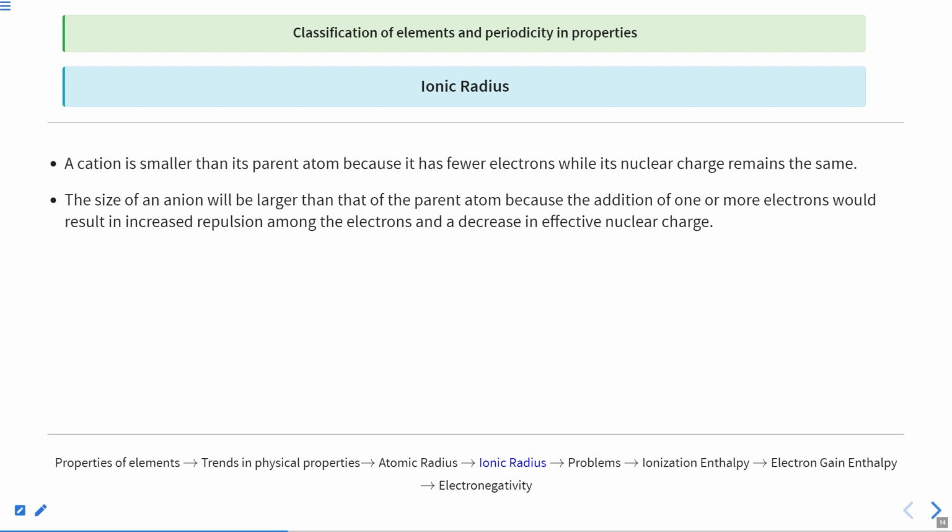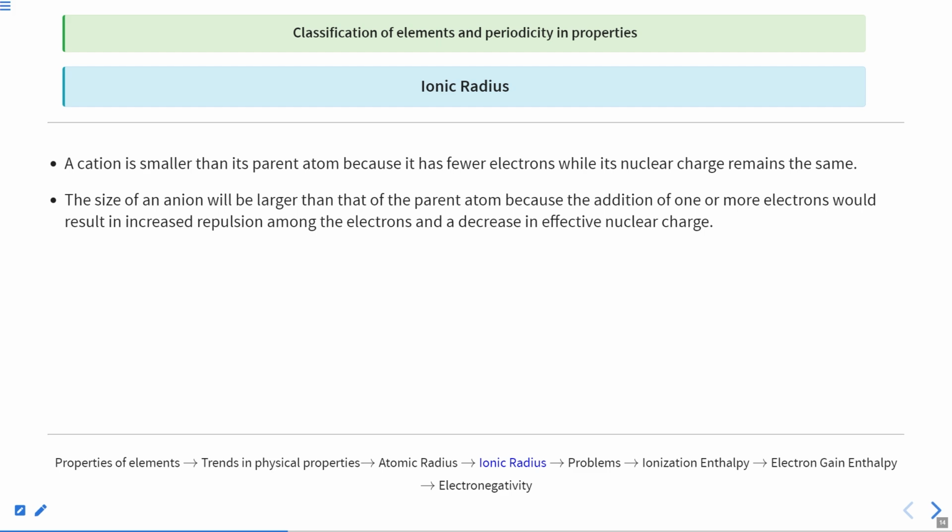Think of it in this way. Initially, we have, say, 6 electrons and 6 protons. Now 6 protons were exerting the force on 6 electrons. Now we have removed one electron. Those 6 protons are intact, but electrons have reduced. Now each electron will experience a greater force, and that is the reason its size will contract. So we can see that a cation is smaller than its parent atom because it has fewer electrons. What about the size of an anion?